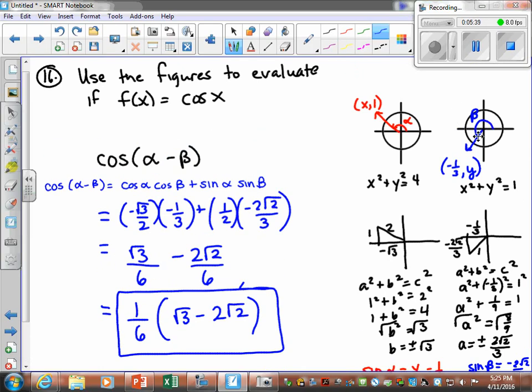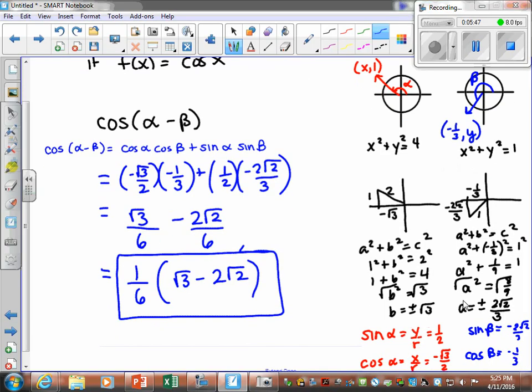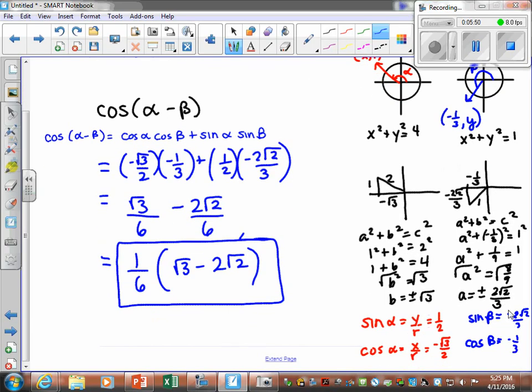Over here, we used our radius of 1, so we made our representative triangle according to our given figure. Found the missing side, calculated sine and cosine by definition. Then we pulled the formula for alpha minus beta right here, plugged in our values that we calculated here, and then algebraically simplified.